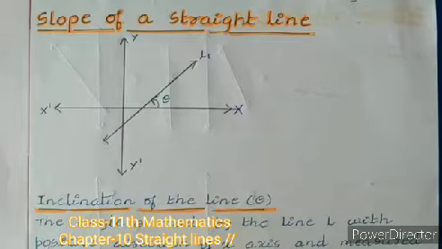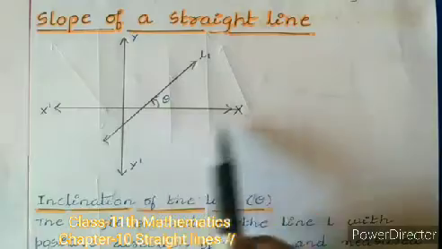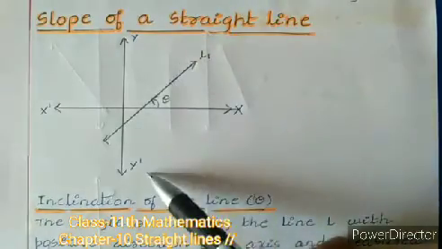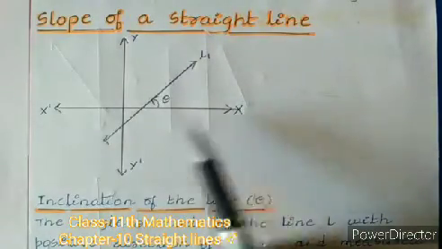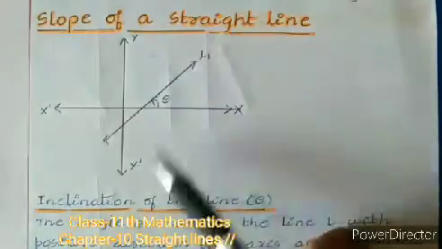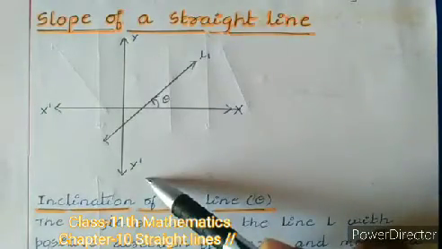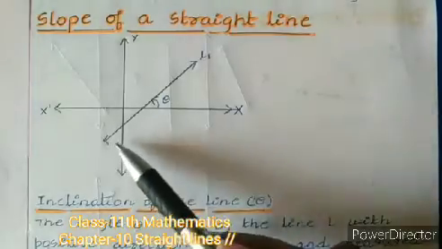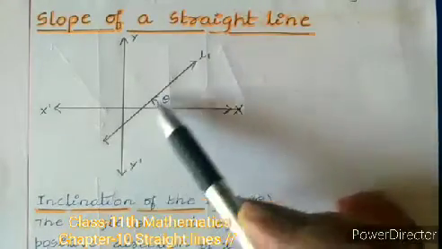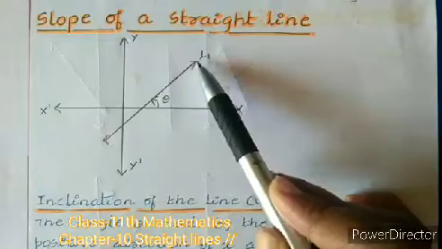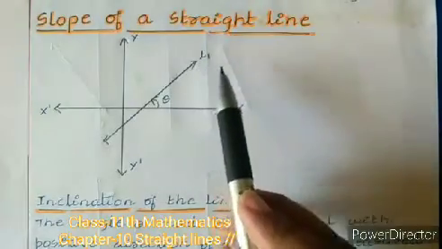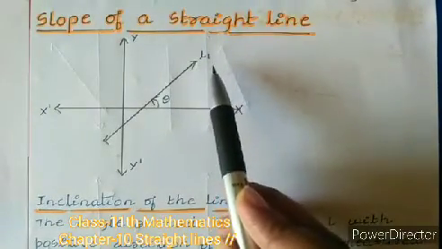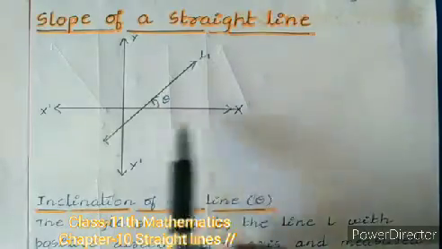Slope of a straight line. Consider a Cartesian plane. Let us divide the Cartesian plane into two coordinate axes, x-axis with x and x dash, then y-axis with y and y dash. Now, on this Cartesian plane, consider a straight line. Let us say that there is a straight line L1 which is located on this Cartesian plane. Now, this straight line L1 makes an angle with the x-axis.